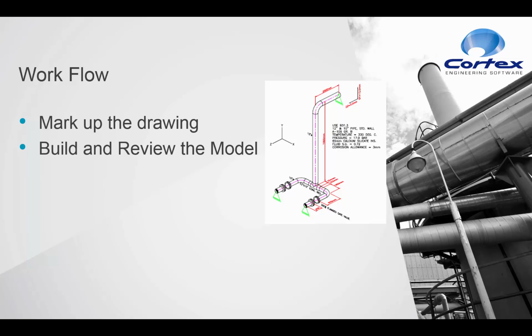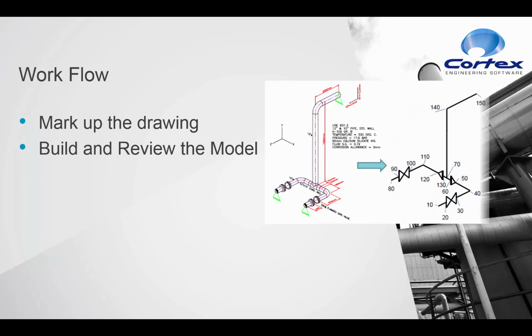We turn this into a CESAR 2 model. This model is basically an abstract version of the piping system. It includes node numbers, it includes various parameters that are needed by the software to do the analysis.